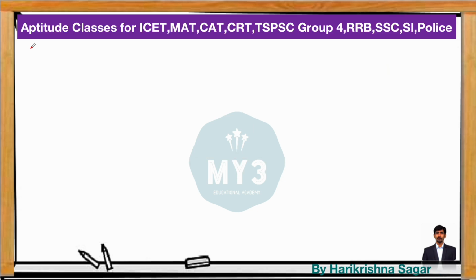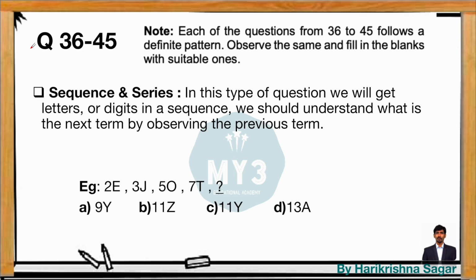If you look at the questions related to sequence and series, question number 36 to 45 follows a definite pattern. Observe the same and fill the blanks with the suitable ones. These are the instructions for question number 36 to 45 which you see in the 2023 ICET paper.